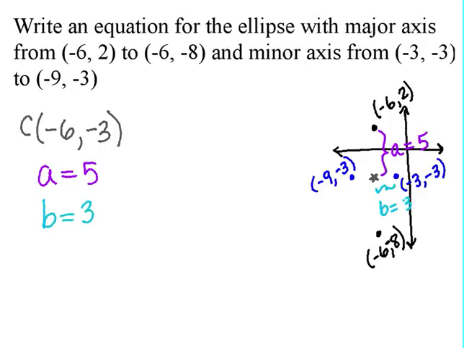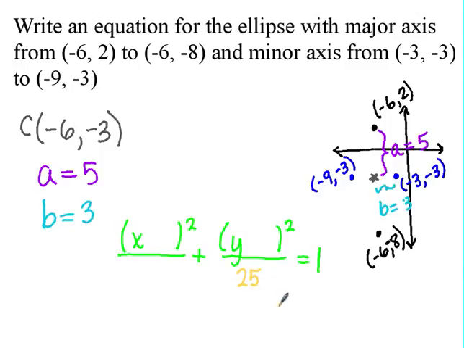So now let's go ahead and use our formula. Our formula is going to be a quantity x squared over something, plus y quantity squared over something, and that's going to equal 1. a goes underneath of what? The y, because it is vertical in orientation. So underneath y, I'm going to have 25. The reason it's 25 is because remember it's a squared. What goes underneath x? 9. That's 3 squared. What goes in the parentheses for x? x plus 6, and y plus 3. There you go.